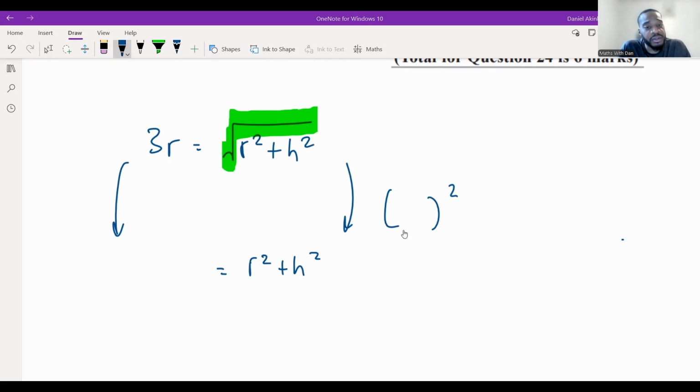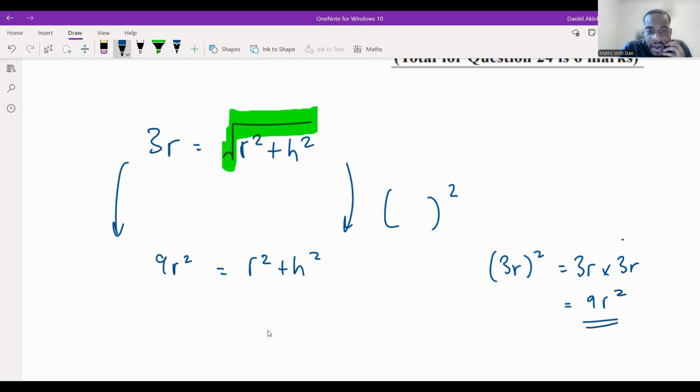Careful. Remember, always be careful. 3r all to the power of 2. That means 3r times by 3r. Three threes are 9. R's are r squared. It's 9r squared. Does that make sense, guys? Yeah? Good stuff. Well done, Ebony. Good stuff. Well done, Annie.